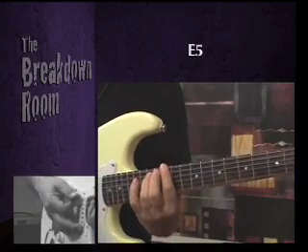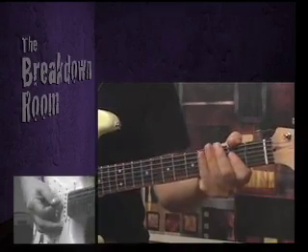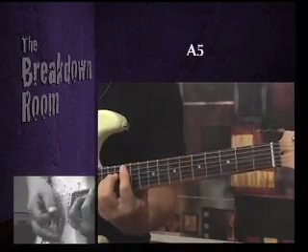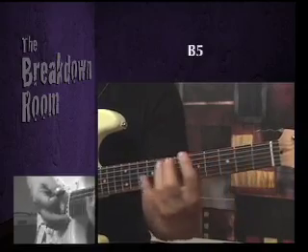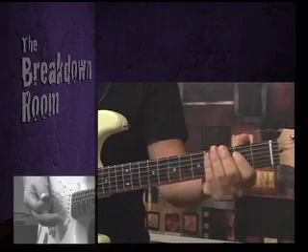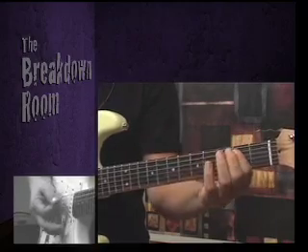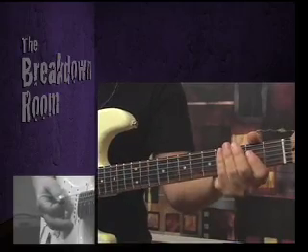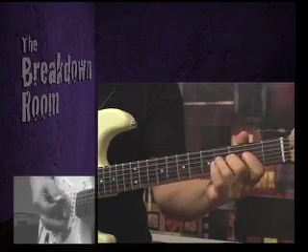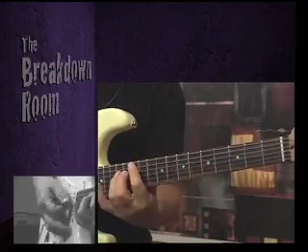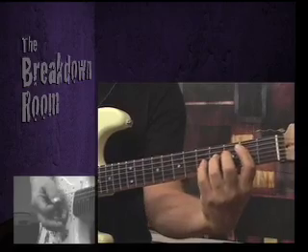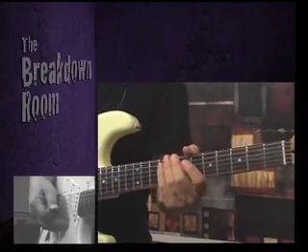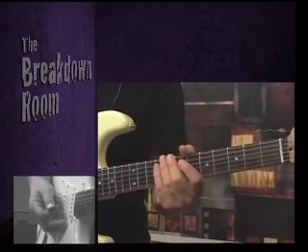3 different places. A5. And B5. So you're going to have 3 different E boogie patterns. And 2 different A's, or 3 rather. And 2 different B's. The 1, 4, and 5 of the E blues progression. Have a look at examples 1 and 2 now.